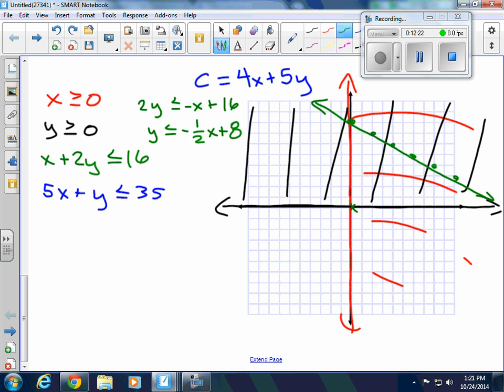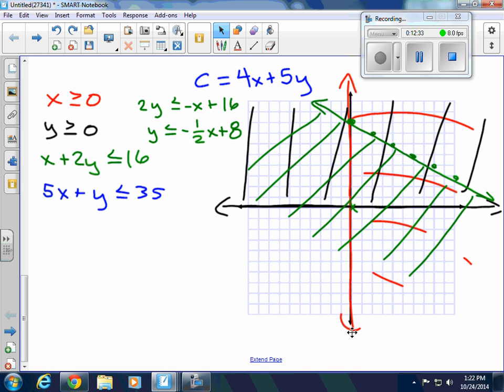Pick my test point. Is 0 less than or equal to 8? And yes, it is. So this constraint has everything down below there. So now we're talking about the triangle in quadrant 1.